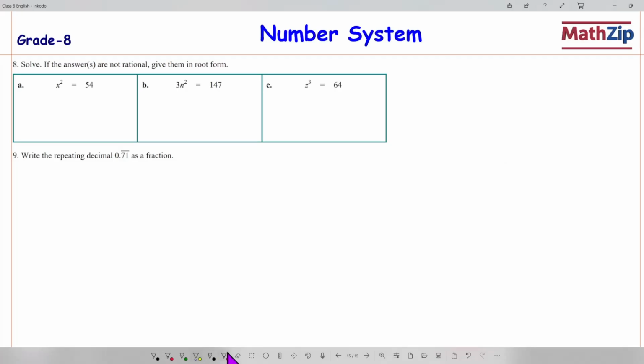Number system. Solve. If the answers are not rational, keep them in a root form.